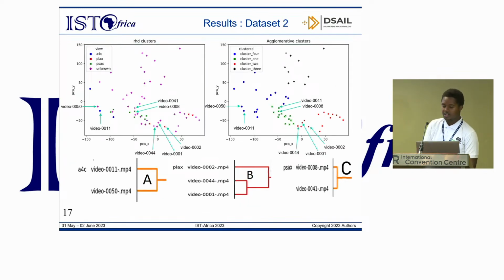Okay, the second data set. This is where we actually wanted to test the theory. Can we actually project it to a larger scale? So we have 77 videos. In this case, they're around 56 because some were discarded. Then, some are apical four chamber. For example, video 11 is apical four chamber. The video next to it is unknown. That's video 50. But they're clustered together.